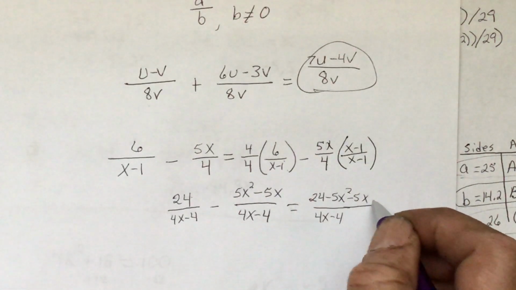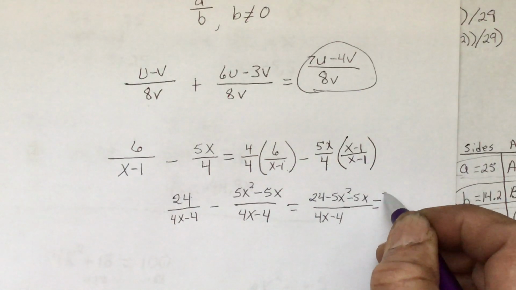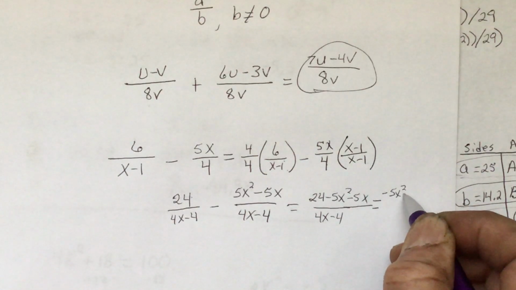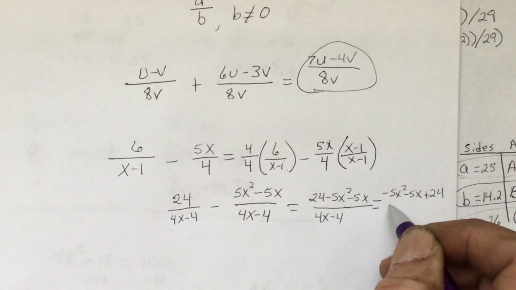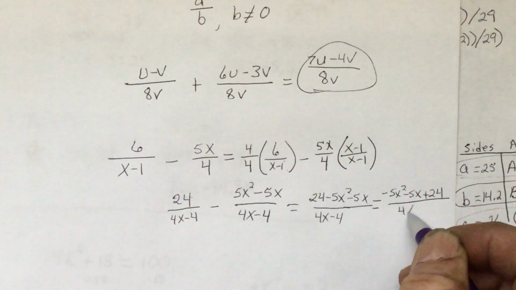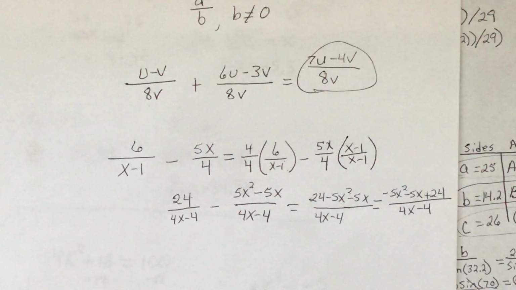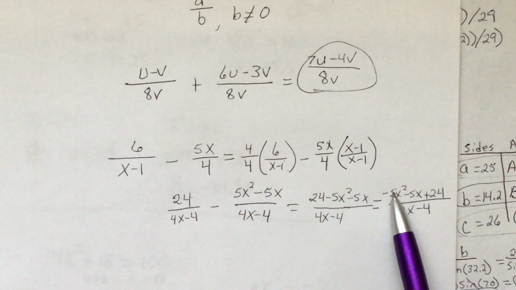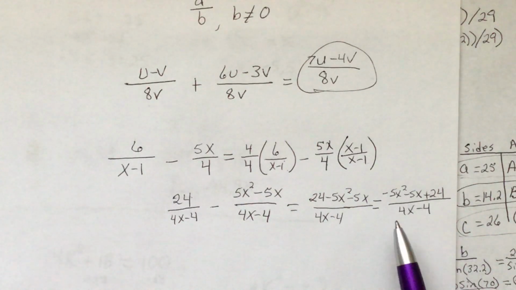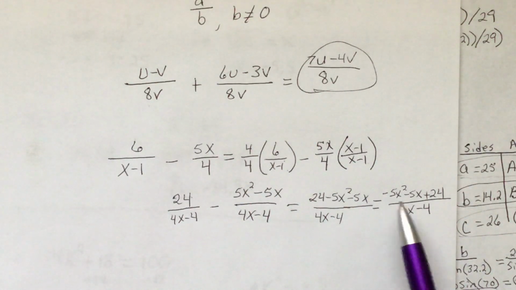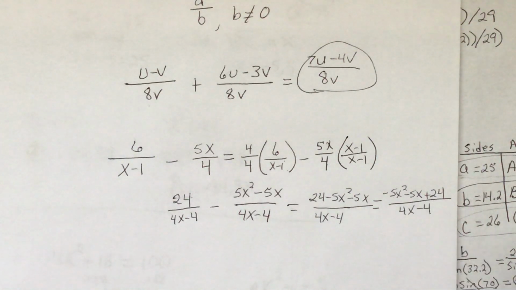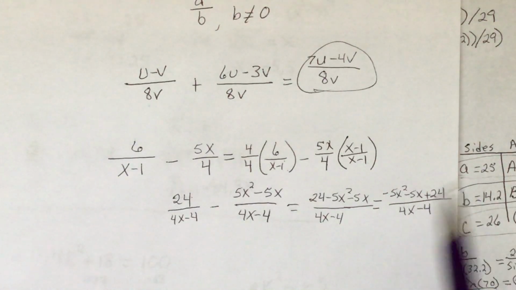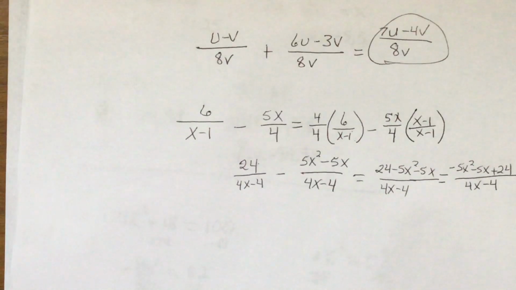But we want to write it in the proper order. Negative 5x squared minus 5x plus 24, because the 24 is positive, over 4x minus 4. Now, is there any more that can be done? Can we reduce? We have a factor of 5 here, but 5 doesn't go into 24, and 5 doesn't go into 4. We have a factor of 4 here, but 4 doesn't go into 5 evenly, and so no. So this is done. It's finished, completed.